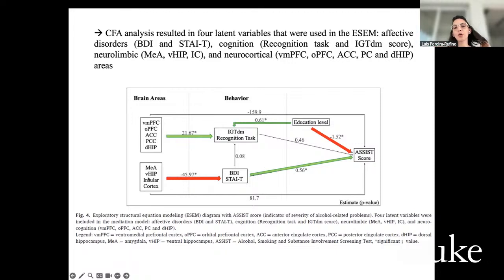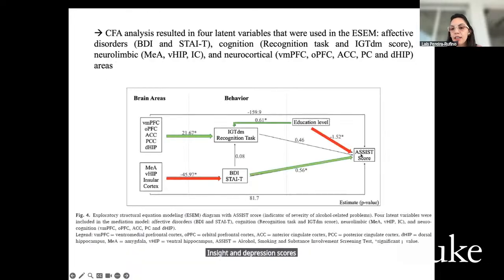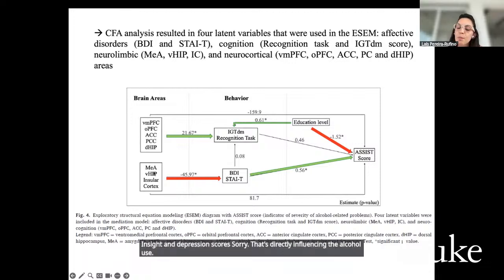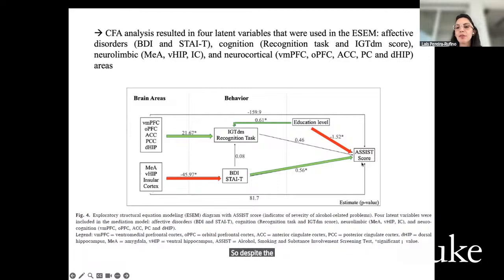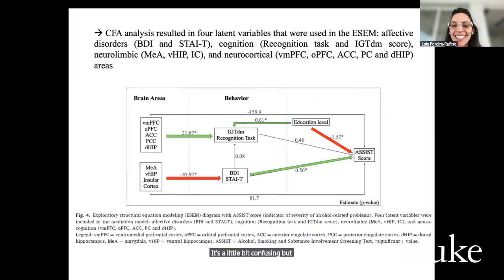So what we can conclude when we did this ESEM model is that the limbic areas influenced the anxiety and depression scores, which directly influence the alcohol use. So despite the limbic area not directly influencing the ASSIST score, you can see that the limbic areas indirectly influence the ASSIST score because they influence the emotional scores. It's a little bit confusing, but I think the colors help.